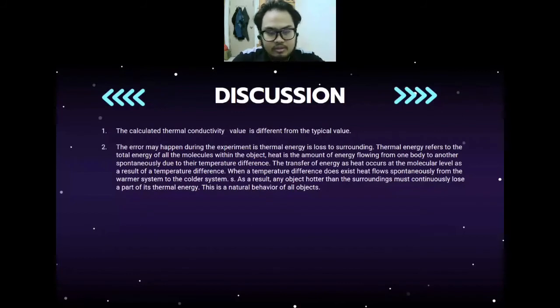Thermal energy refers to the total energy of all molecules within objects. Heat is the amount of energy flowing from one body to another spontaneously due to their temperature difference. The transfer of energy as heat occurs at the molecular level as the result of the temperature difference. When a temperature difference does exist, heat flows spontaneously from the warmer system to the colder system. As a result, any object hotter than its surrounding must continually lose a part of its thermal energy. This is a natural behavior of all objects.